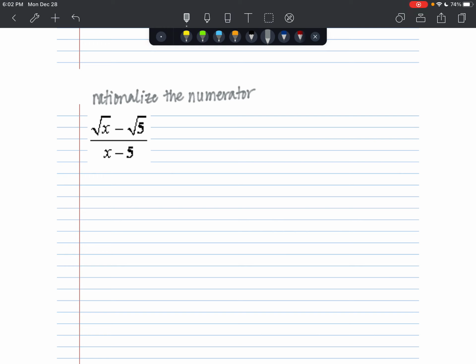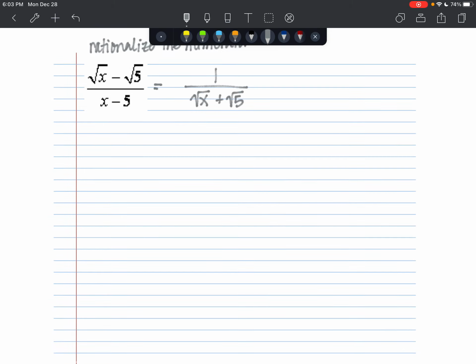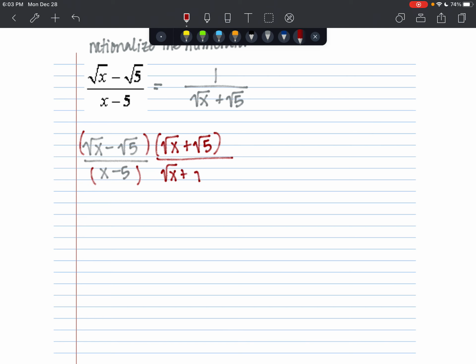Okay, if you've pressed pause and you've come back, you're anxious for an answer. So I'm going to go right to the answer, 1 over the square root of x plus the square root of 5. And now I'm going to show you how I did that. The square root of x minus the square root of 5 over x minus 5. We multiply both the numerator and the denominator by the conjugate of the numerator.